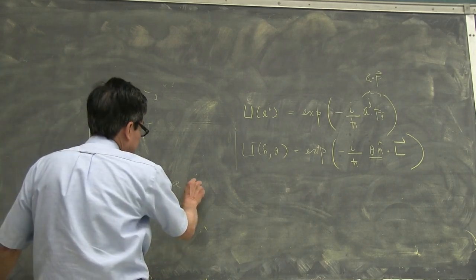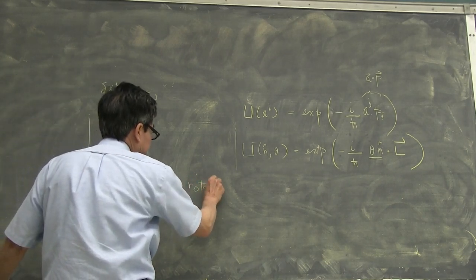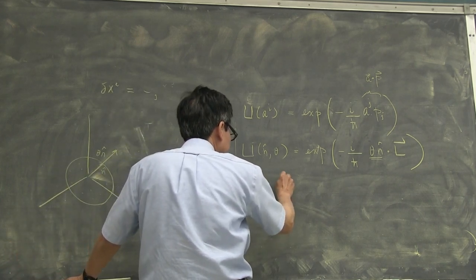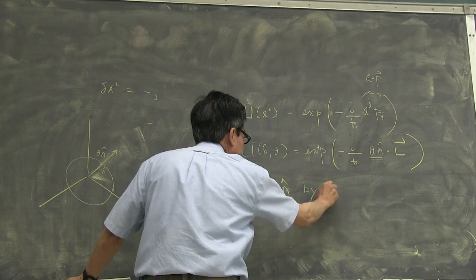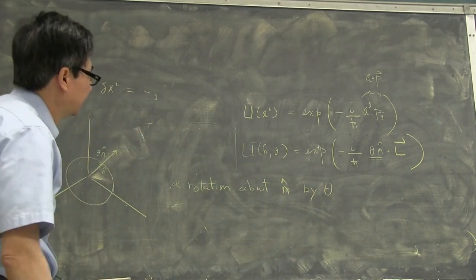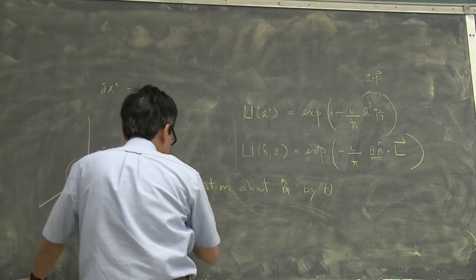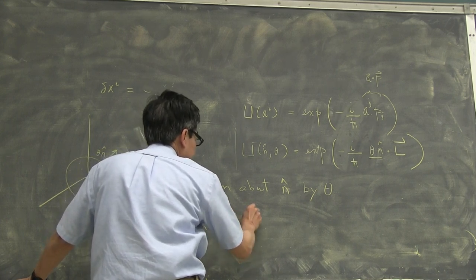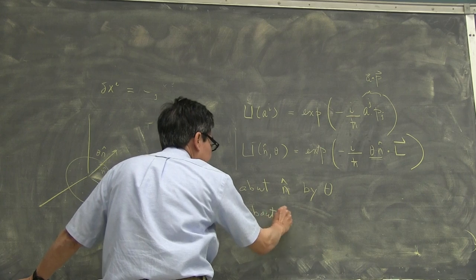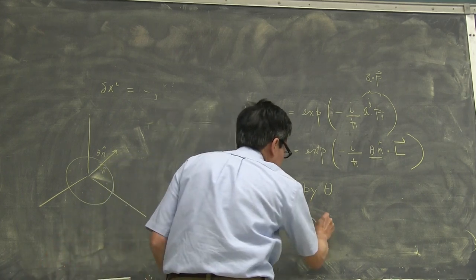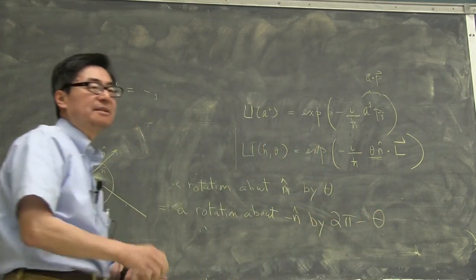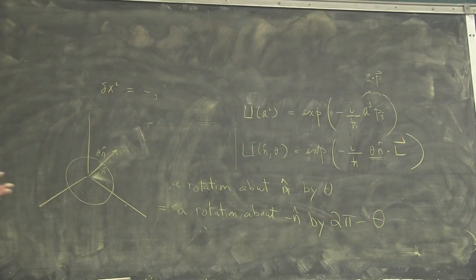that a rotation about n by angle theta is equal to, it's the same rotation physically as a rotation about minus n by 2 pi minus theta, both in a positive sense, in a right-handed sense. Think about this a little bit. This is one of the problems I asked you to prove. Okay?